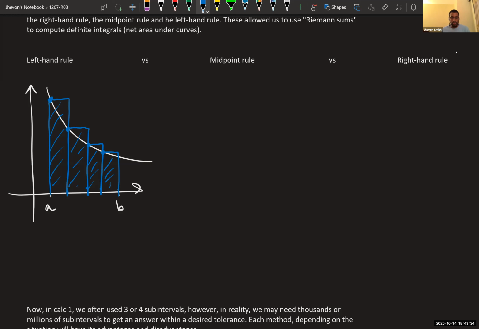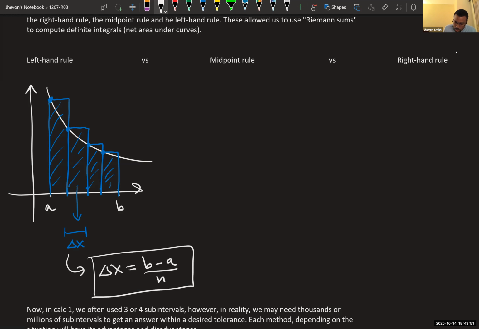And you actually did that. The length of each of these, the length between here, was what we call delta x. And you might recall that in general, delta x was equal to b minus a over n, where n is the number of subintervals, which is also equivalent to the number of rectangles.